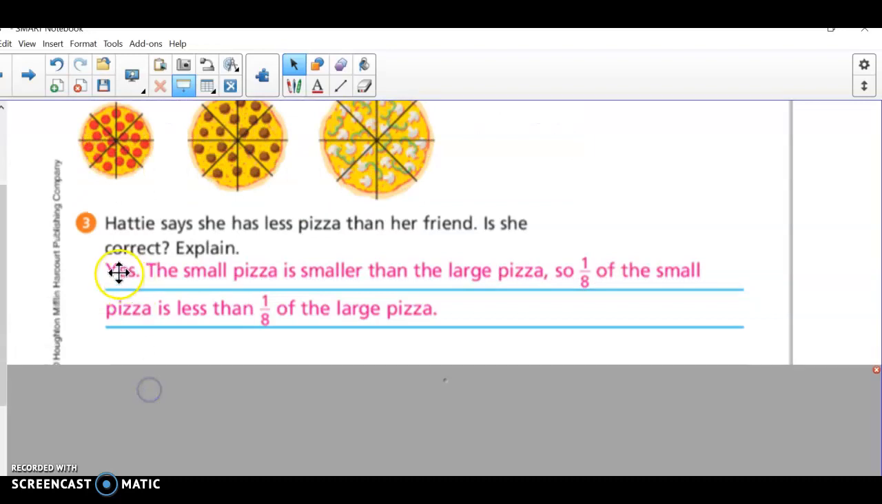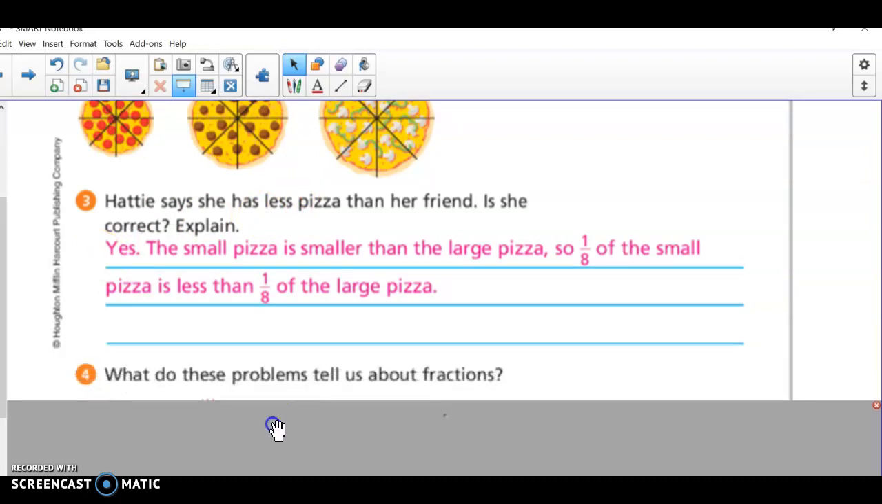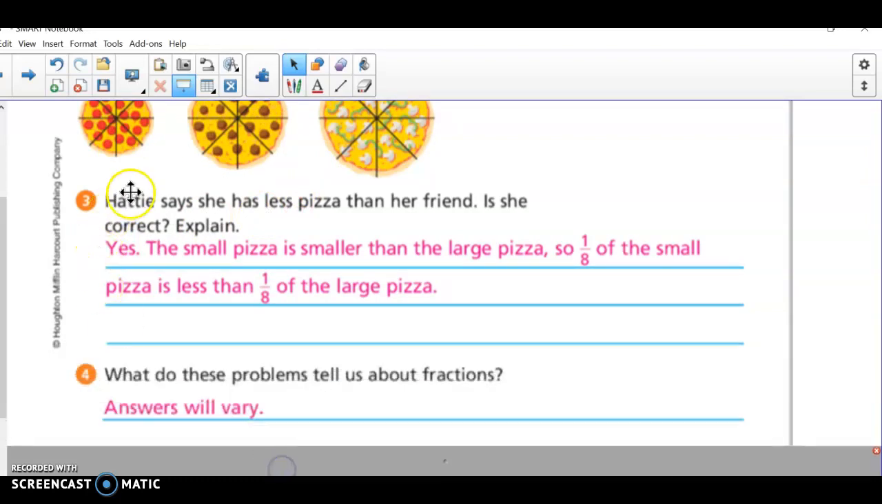All right. Well, yes, Hattie would be right. The small pizza is smaller than the large pizza. 1/8 of the pepperoni is less than 1/8 of this larger pizza, right? So the size of the unit whole, the size of the whole unit makes a difference when they're comparing 1/8 pieces, okay? And so what does this tell us about fractions?